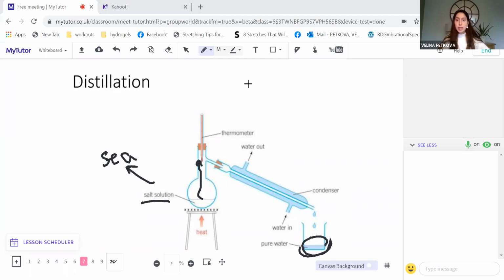The topic today is separation, so separating mixtures, and we will be doing fractional distillation after this.